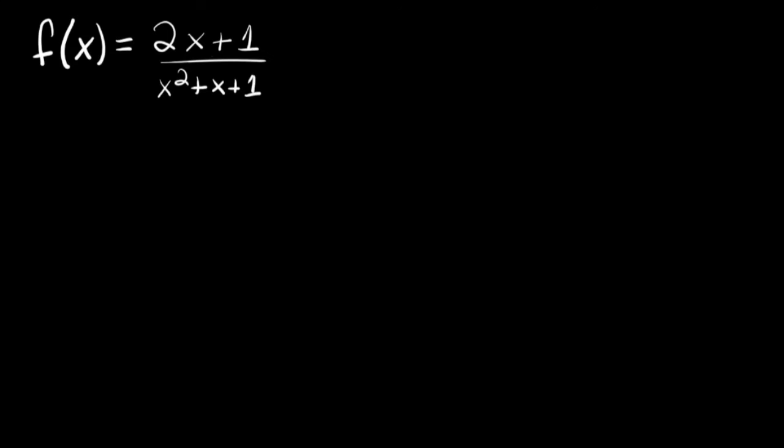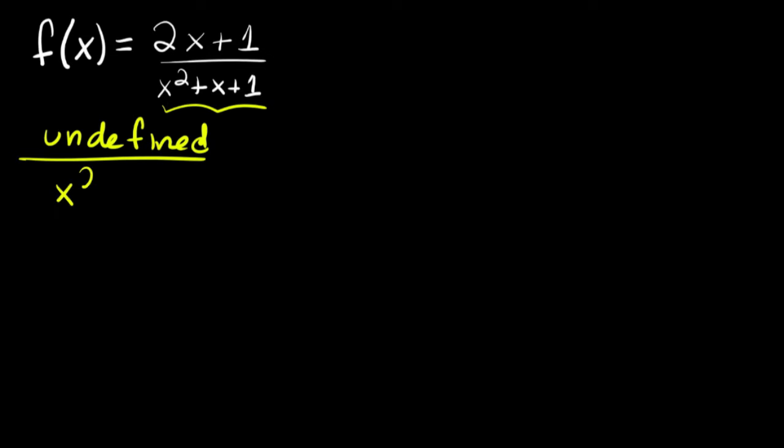Okay, so we want to find where this function is undefined and where it is equal to 0. So the first thing we're going to do, let's do undefined first. We know that it's undefined when this guy, x squared plus x plus 1, is equal to 0.